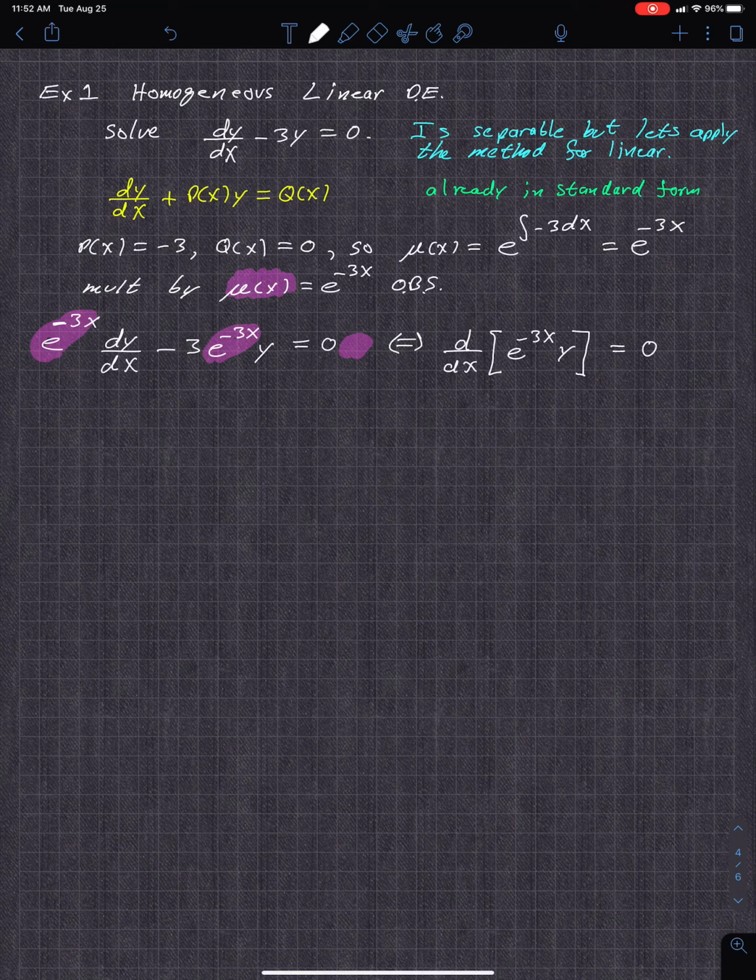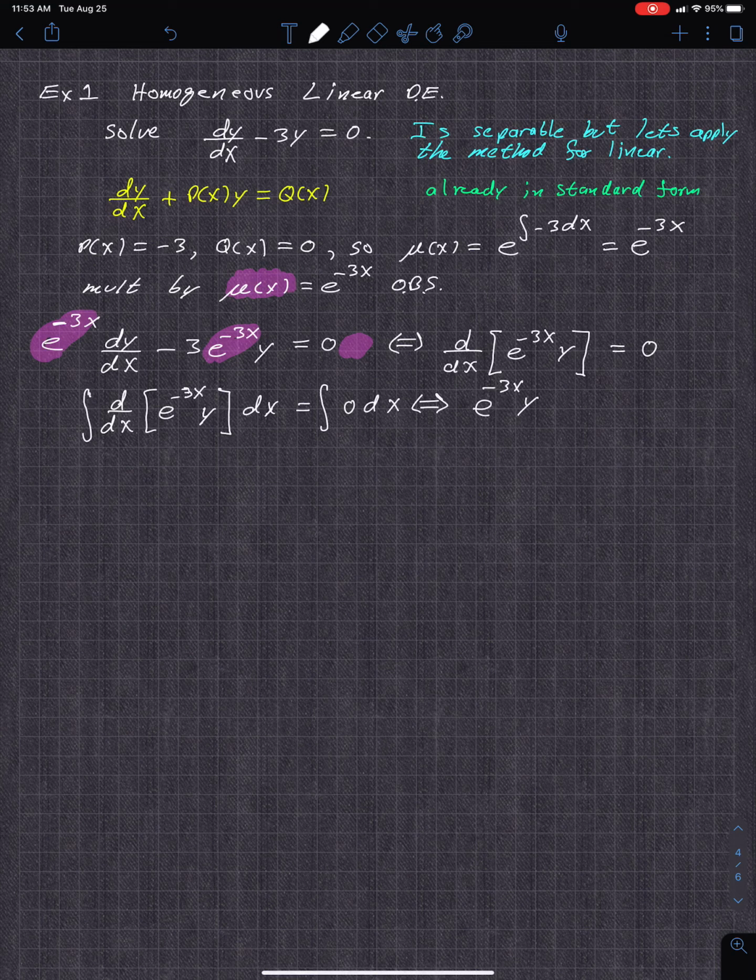So now you integrate both sides, and this time I'll show it. You don't have to always show all these little details. I'm going to show it because this is what you do. So the integral of d/dx of e to the -3x y dx equals, and you're integrating 0 dx, which is just a constant. So that is equivalent to e to the -3x y.